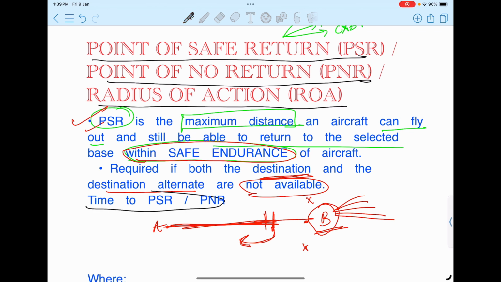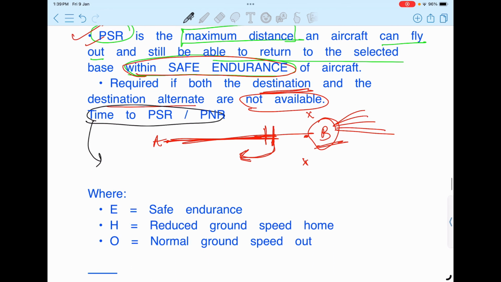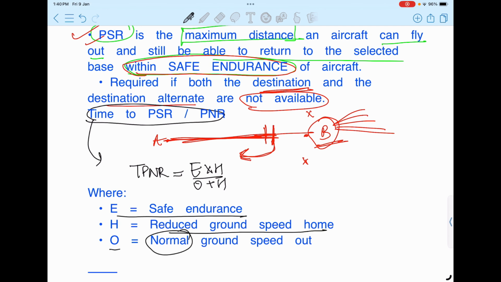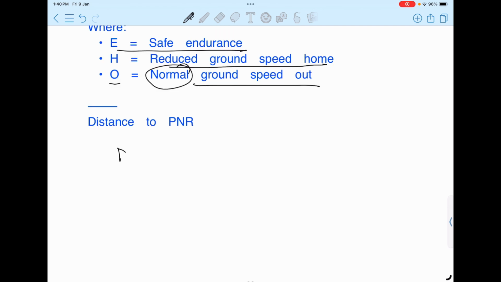Then we have time to PSR or PNR, which is our TPNR. The formula is E into H upon O plus H, where E is safe endurance, H is reduced ground speed home, and O is normal ground speed out, like I told you. Let's move on to distance to PNR. Our DPNR is E into O into H upon O plus H. That is the formula for DPNR.